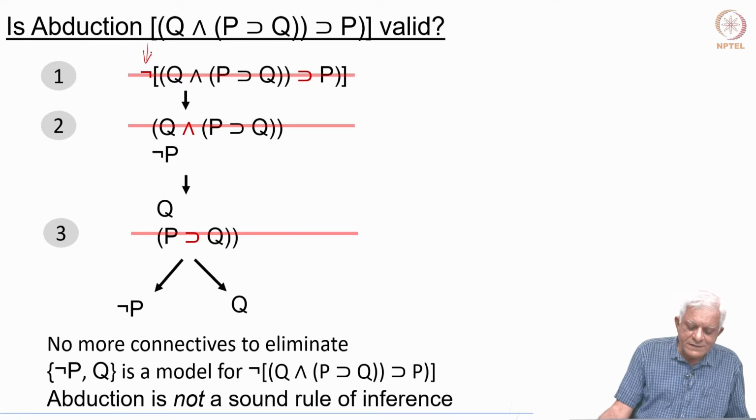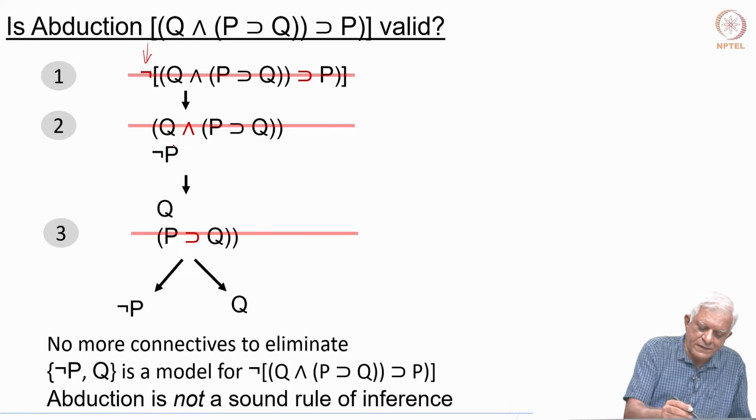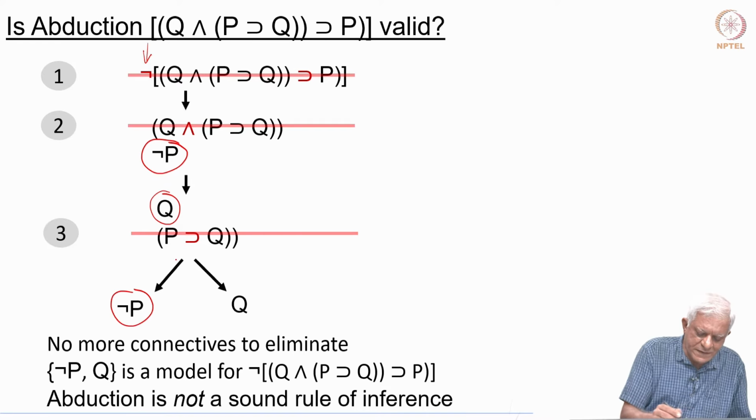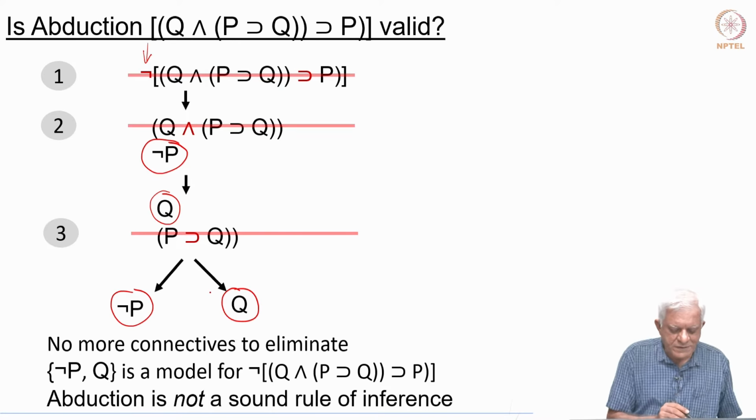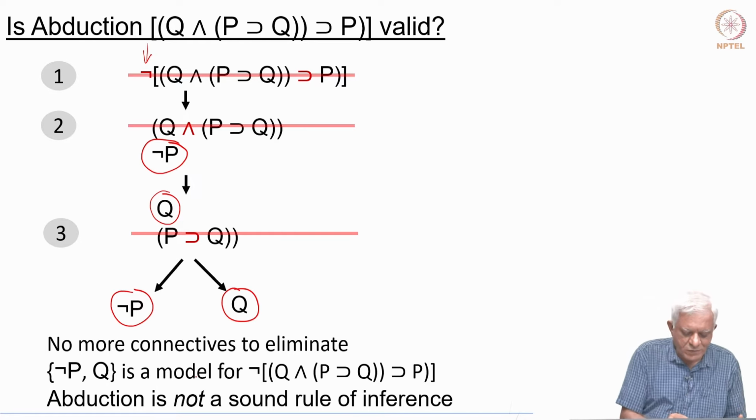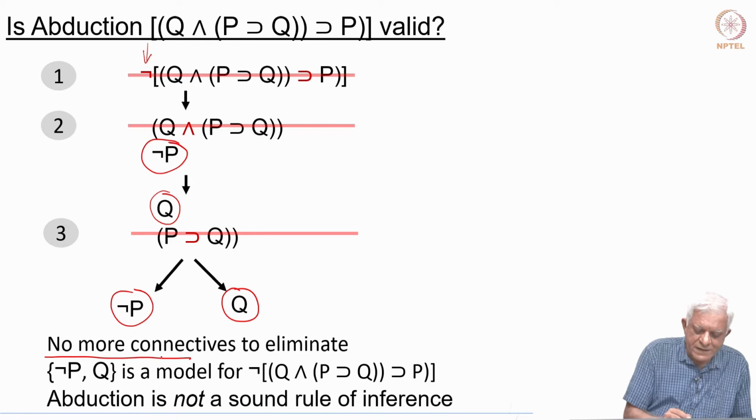Now, you can see that there are no more connectives that you can eliminate. Remember that when you have something like not of P, that is itself a literal. So, there is no further thing you can do. You are only left with formulas which are either propositions or negations of propositions. So, no more connectives are left essentially.